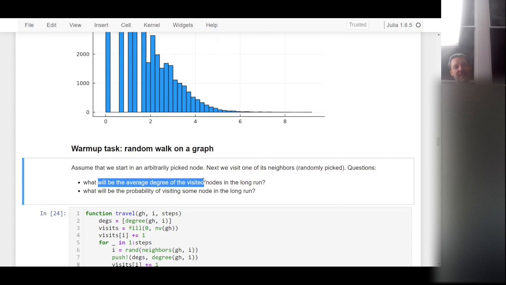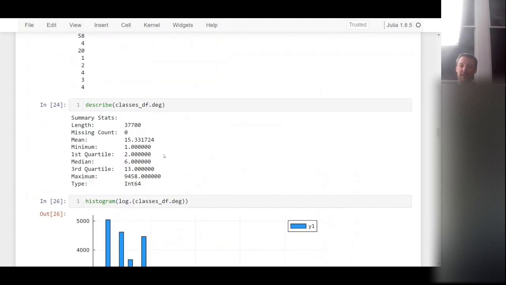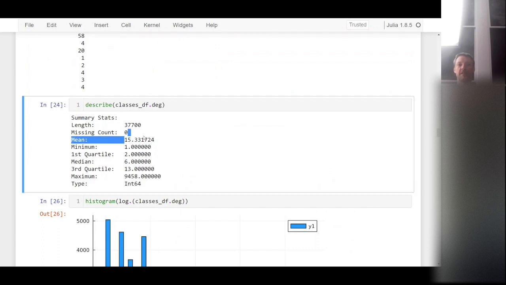But what would we, again, before we do anything, think? Will the average degree of a visited node in this process be larger or smaller than the average degree of a node picked at random? Why?